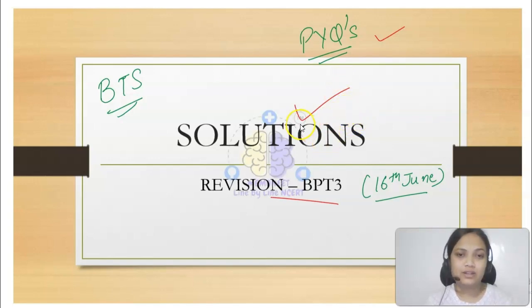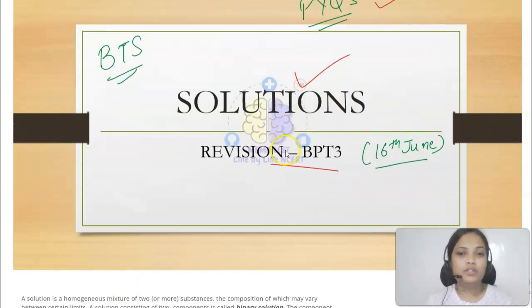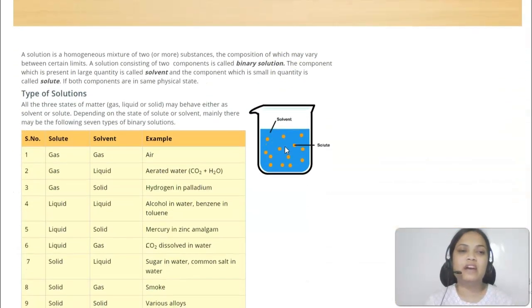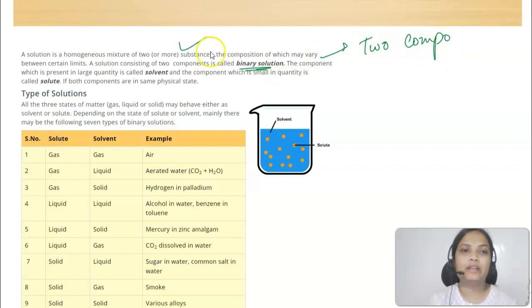So let us start with the revision. In solutions, students, the very first thing we have studied is what a solution is. We know that it's a homogeneous mixture of 2 or more substances, and in this chapter we are basically focusing on binary solutions. A binary solution means one in which we have 2 components, right?